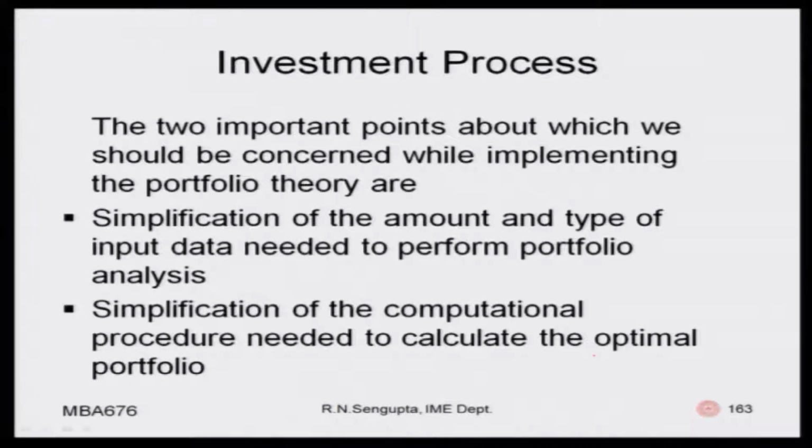The two important points about which we should be concerned while implementing the portfolio theory, or trying to analyze the best optimum portfolio, or trying to find the efficient frontier, or the best set of solutions, or the minimum variance point, or the maximum risk return concept, which is Q, are the simplification of the amount and type of input data needed to perform portfolio analysis, and the simplification of the computational procedure needed to calculate that.